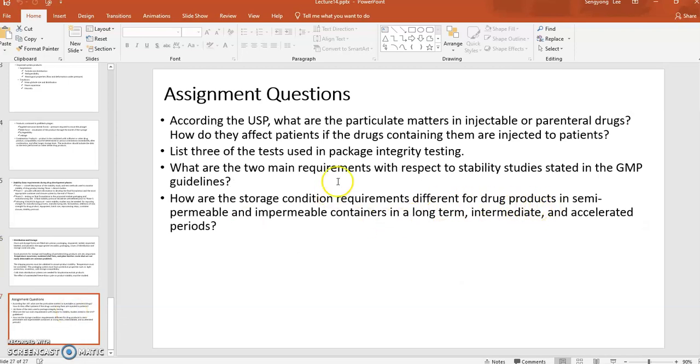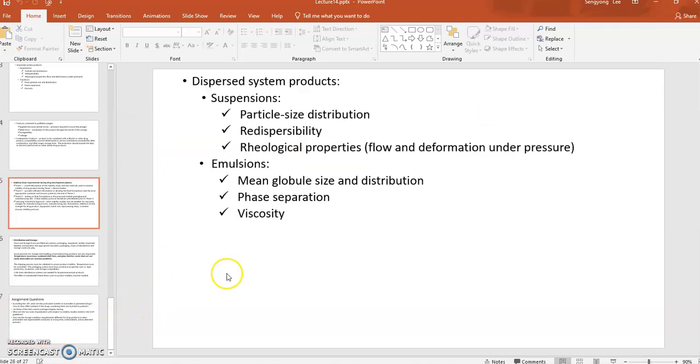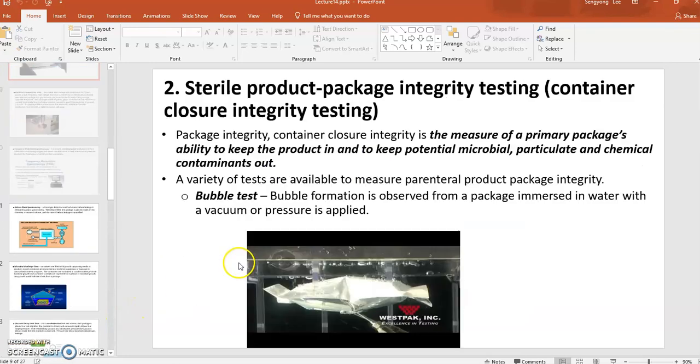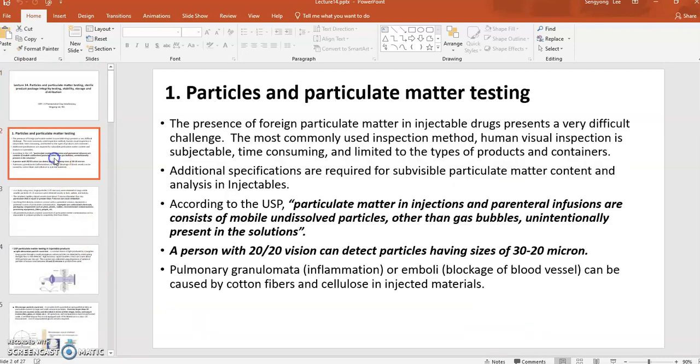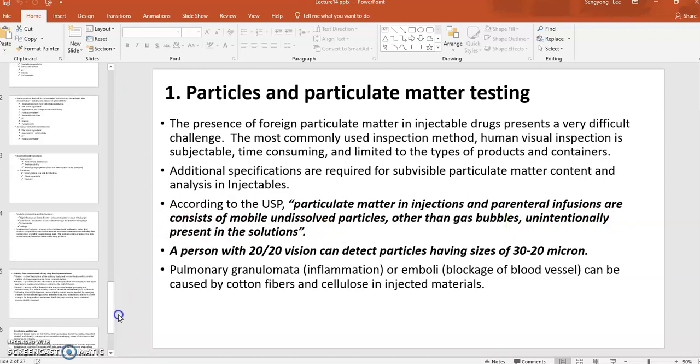So finally, the assignment questions. So according to USP, US Pharmacopoeia, what is particulate matter in injectable or parenteral drugs? That's undissolved matter in your drug, excluding gases, right? That's what the USP says. So right there. Okay. Particulate matter in injections and parenteral infusions consists of mobile, undissolved particles other than gas bubbles. They are unintentionally present in your solution. That's what particulate matters are.